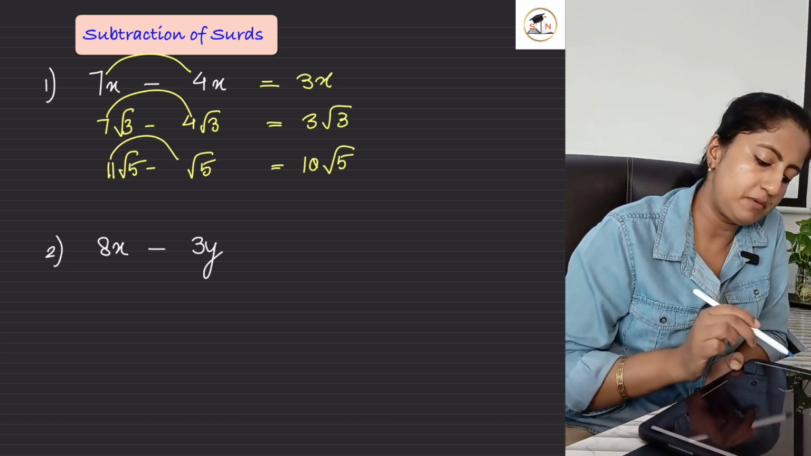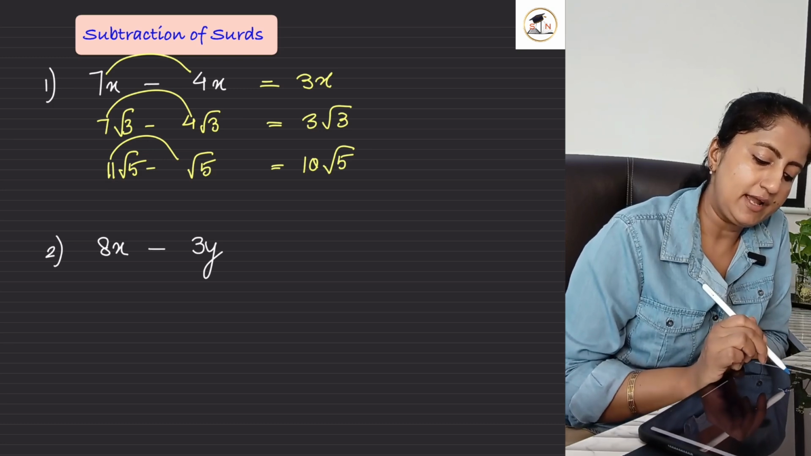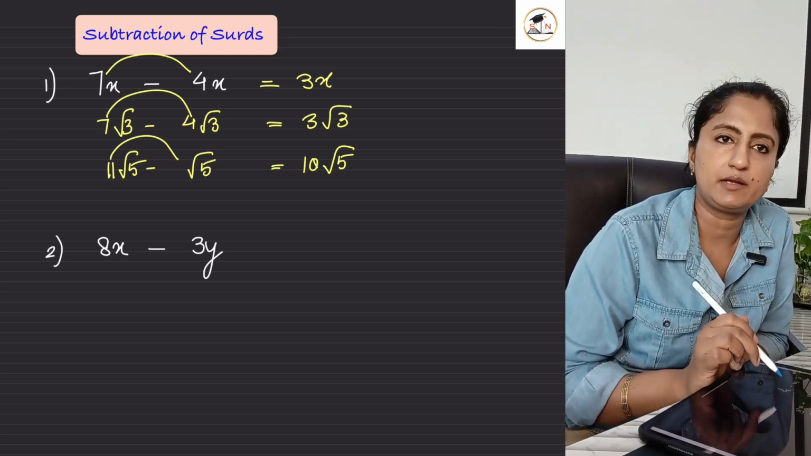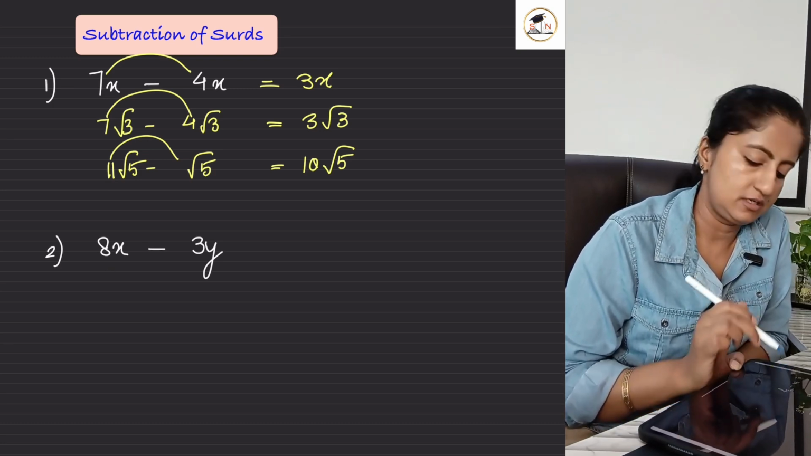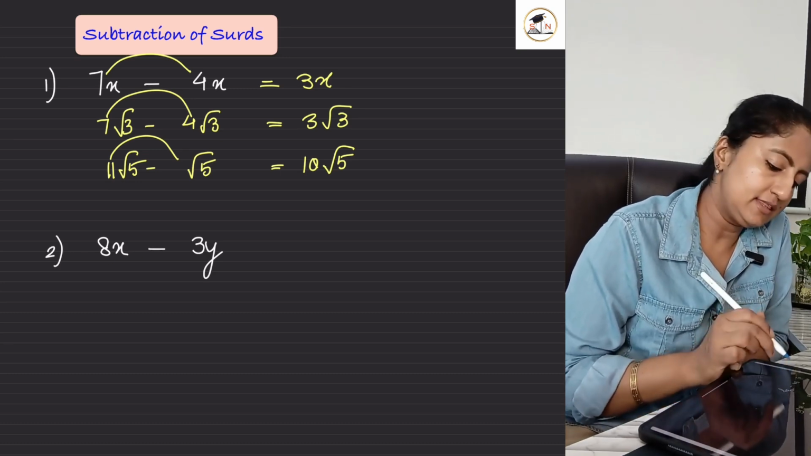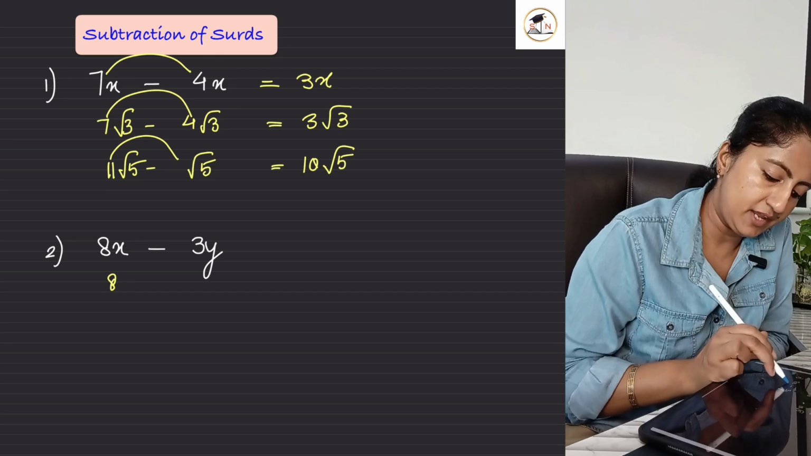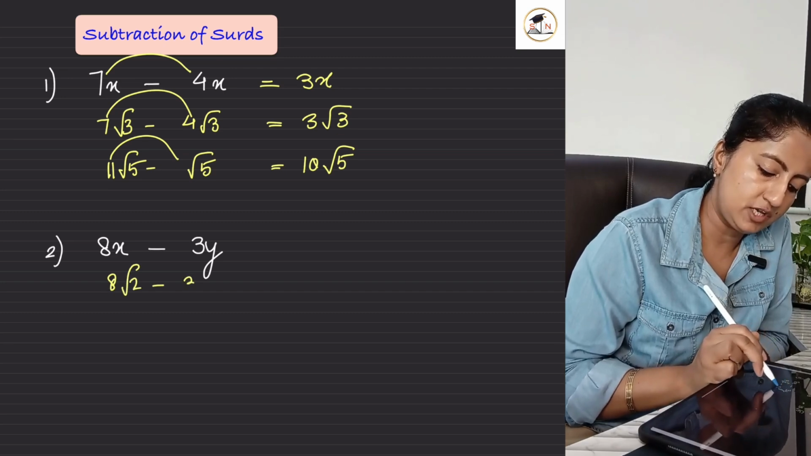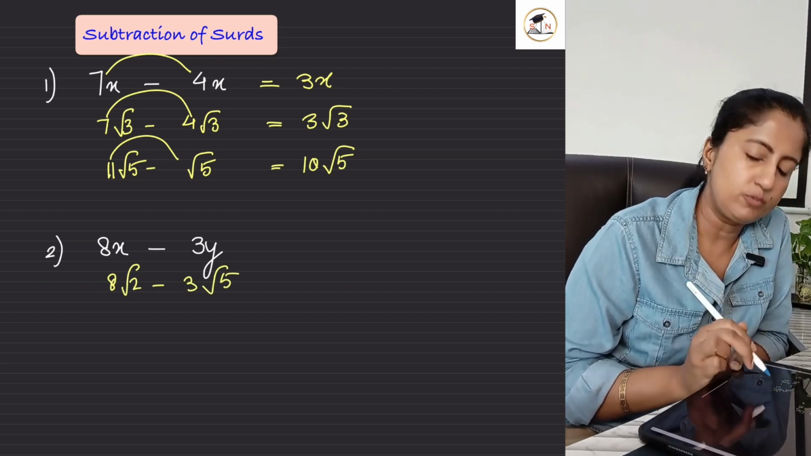Now, let's talk about the second example wherein I have written 8x minus 3y. These are unlike variables, right? You can't do anything to them. They remain as they are. In a similar manner, if I write 8 root 2 minus 3 root 5, now what do we have over here?